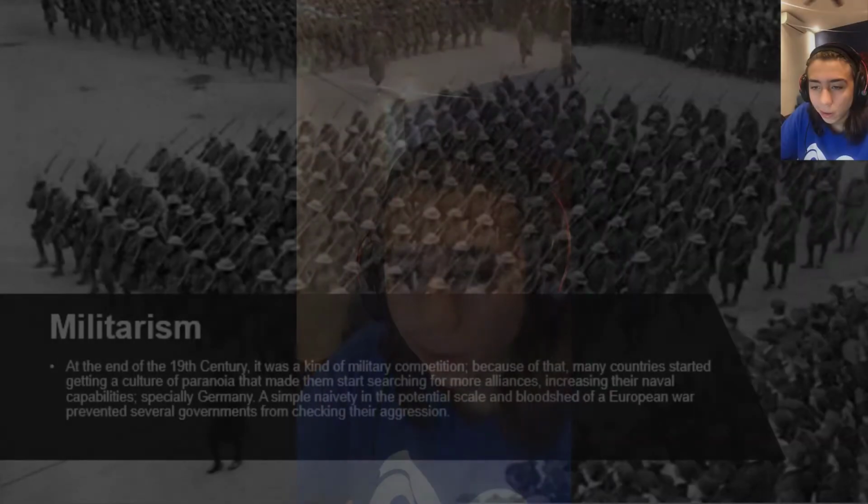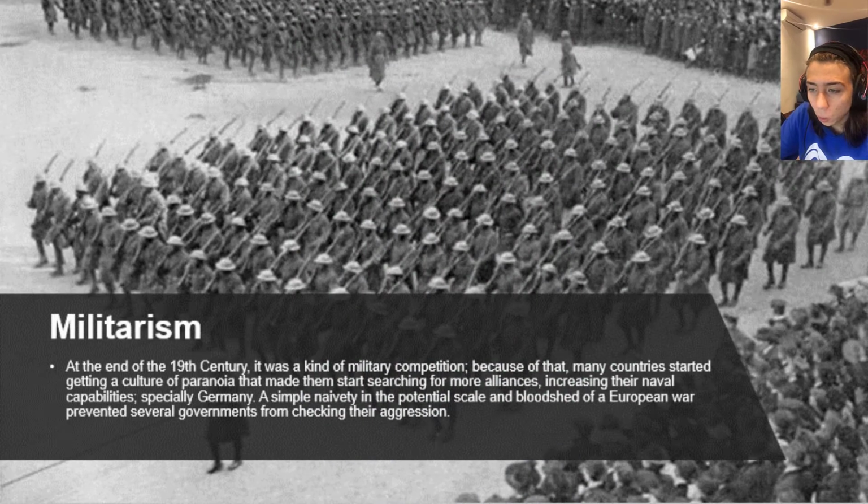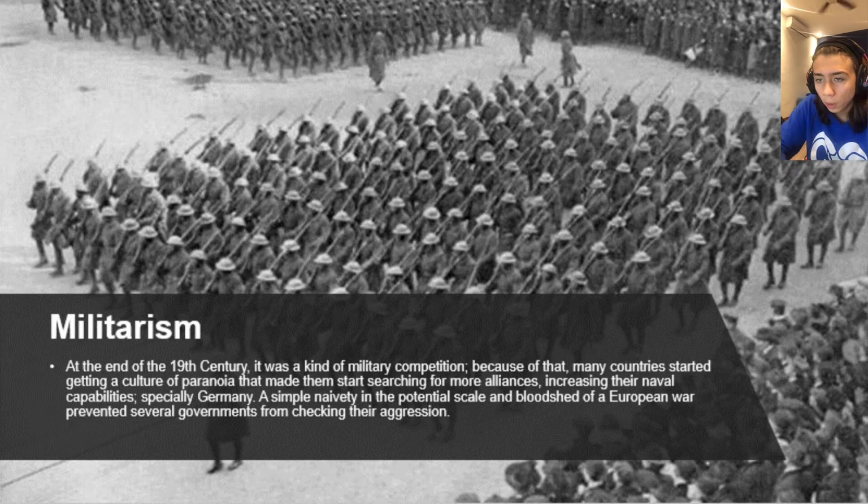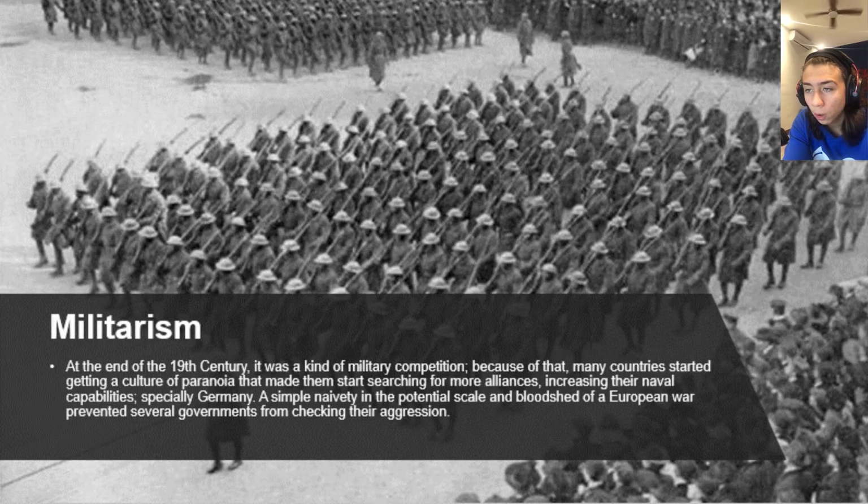So, well, first I'm going to explain militarism. At the end of the 19th century, there was a kind of military competition. Because of that, many countries started getting a culture of paranoia that made them start searching for alliances. So basically they get scared, so they started trying to get more power, increasing their naval capabilities, especially Germany in World War One. A simple naivety about the potential scale and bloodshed of a European war prevented several governments from checking their aggression.